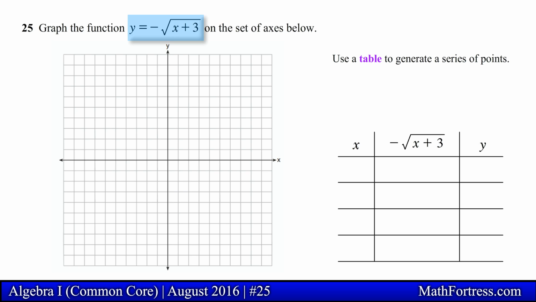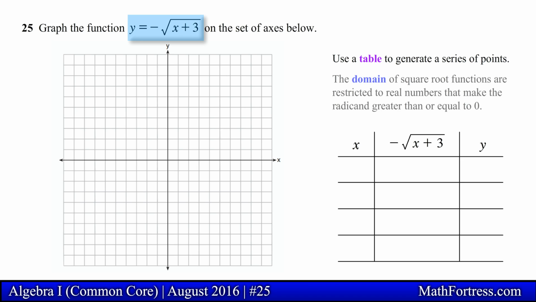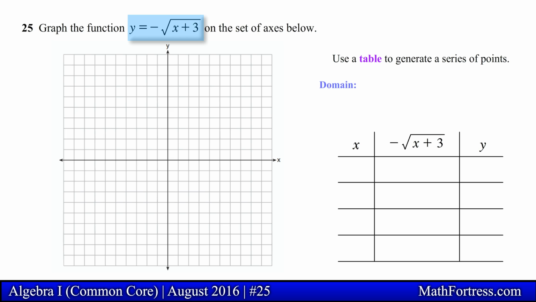Notice that the function represents a radical function, particularly a square root function. Remember that the domain of square root functions are restricted to real numbers that make the radicand, the variable expression inside the square root, greater than or equal to 0. So let's first determine the domain of the function by setting the radicand equal to or greater than 0 and solving for the variable x. Solving the inequality, we obtain x is greater than or equal to negative 3. This means that we should use values of x that are greater than or equal to negative 3.